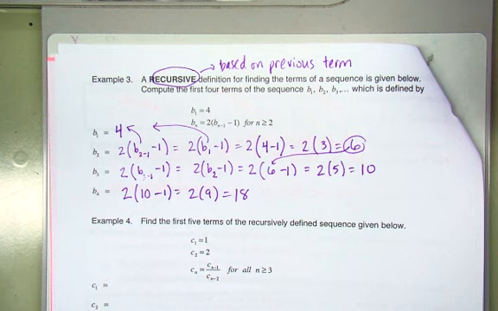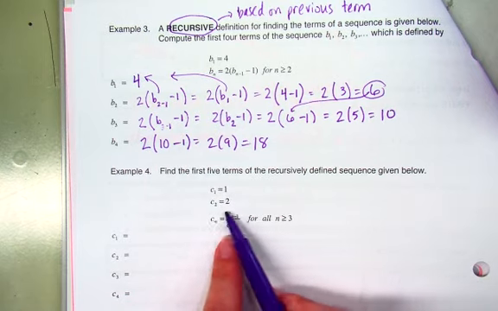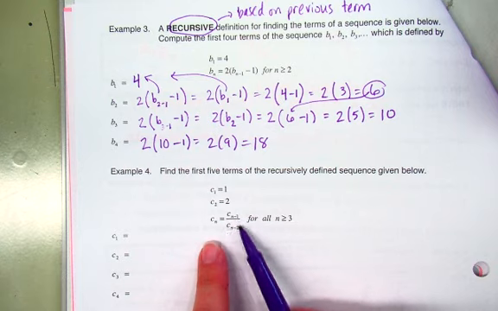Example 4 wants us to find the first 5 terms of this recursively defined sequence. Now this one's interesting because it did define it for both 1 and 2. Because in the actual equation it goes back to the previous term, n minus 1, and then it goes back to 2 terms before, n minus 2.